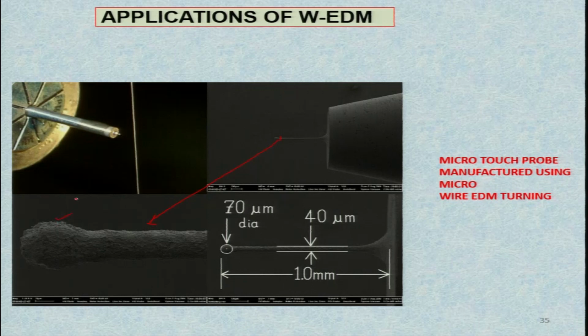As you can see, one end of the wire is having a kind of spherical shape, another is more or less straight sided. The diameter of this spherical shape of wire is around 70 micrometer, while the straight sided wire or rest of the wire is around 40 micrometer, and this has been prepared by wire EDMM process. Micro touch probe manufactured using micro wire EDM turning process. So, you can see here, this is the enlarged view of this particular wire over here.